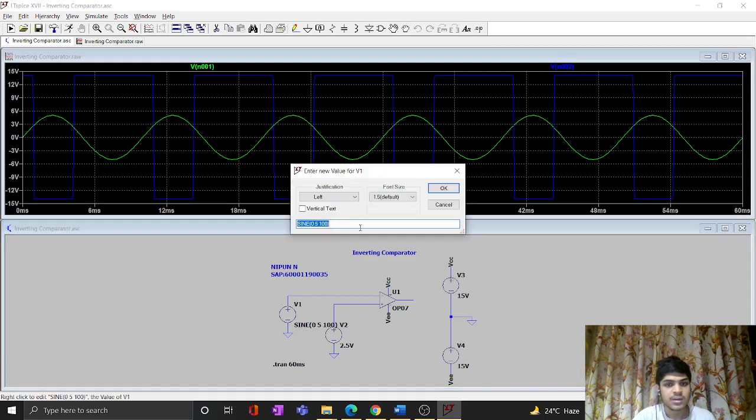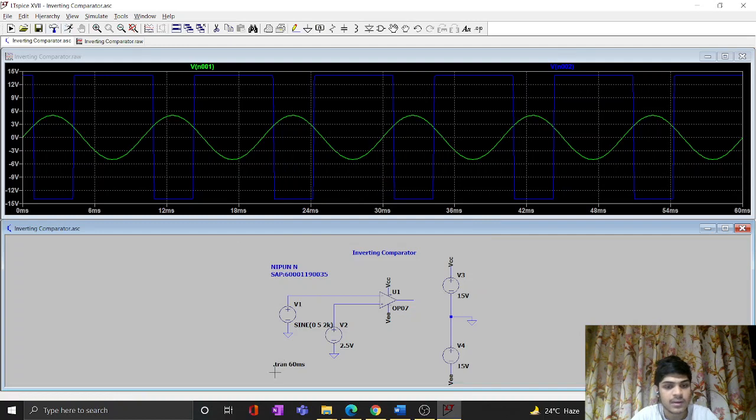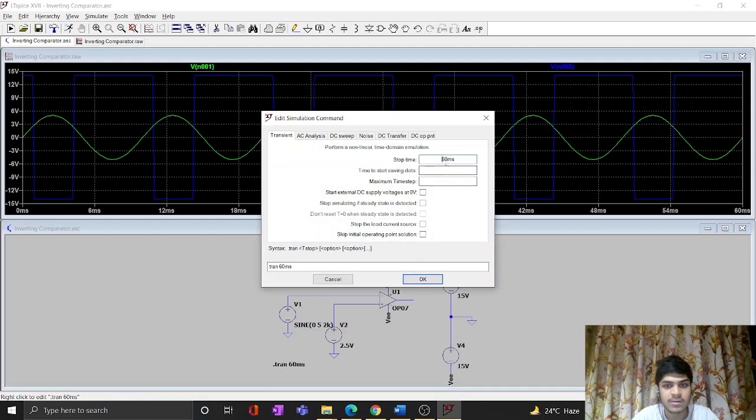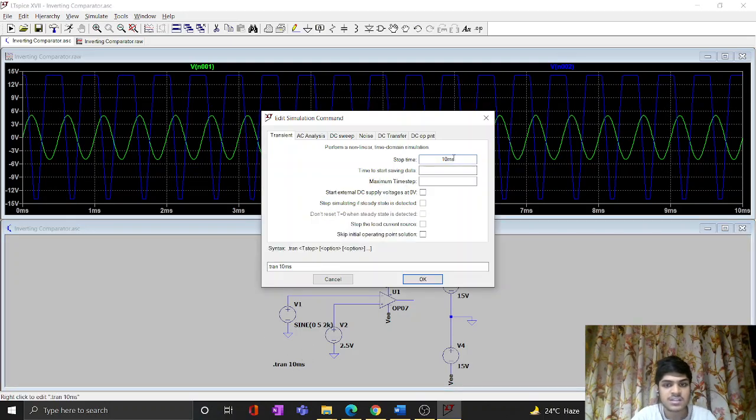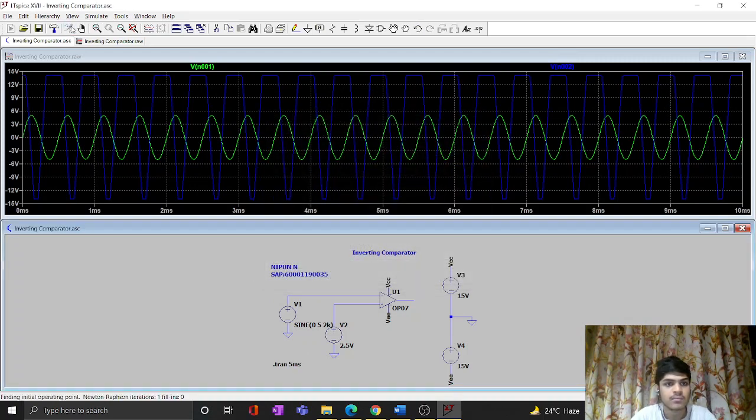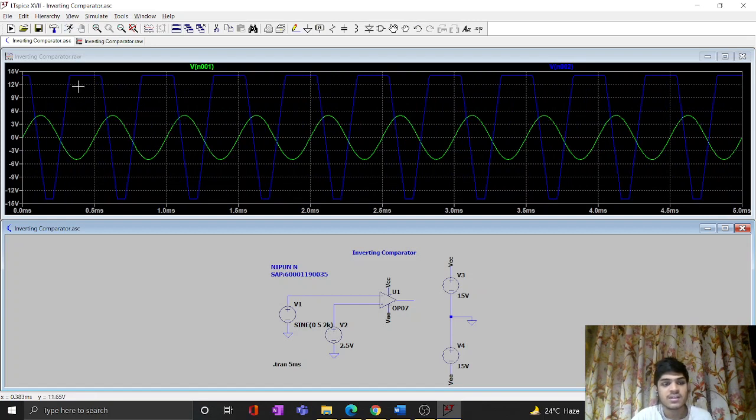So in this, if you increase the frequency, for example, I'll increase it to 2 kilohertz, and the transient time I'll decrease it to 10 ms and run the circuit. You can see there is a slight more curve. I'll decrease the transient time even more. As you can see, whenever the output switches from positive VSAT to negative VSAT, there is a curve, there is a slant.